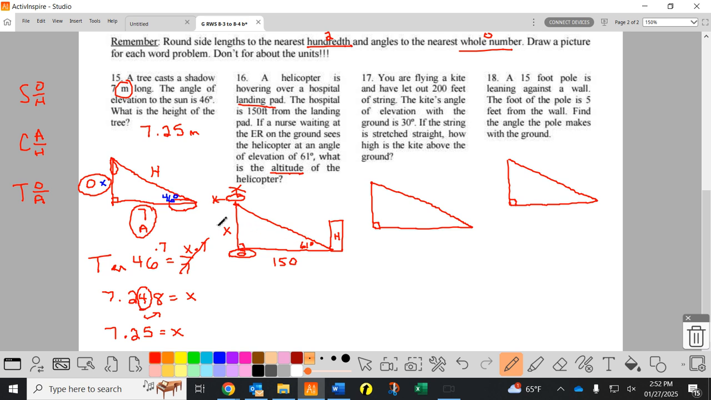So this is going to be the opposite side. This is going to be the hypotenuse, because across from the right angle is the hypotenuse, which means this is the adjacent side. So what we have is opposite and adjacent. If we're dealing with opposite and adjacent, we're going to be dealing with tangent again. So it's tangent of 61 equals opposite X over the adjacent side 150. To get that 150 off the bottom, we multiply both sides by 150, so that I can cancel that out.